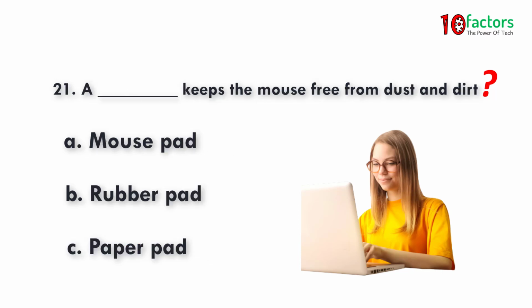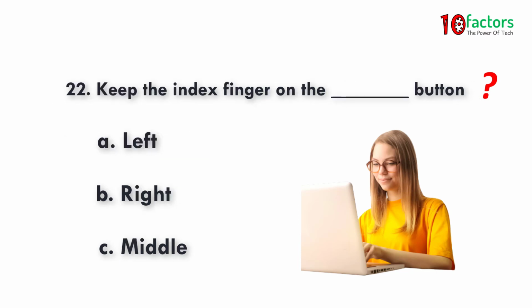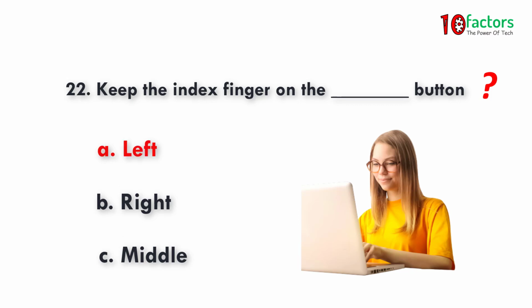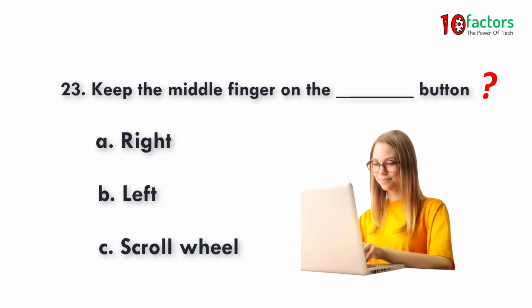Operating system. Question 21. A keeps the mouse free from dust and dirt. A. Mouse pad. B. Rubber pad. C. Paper pad. Right answer, A. Mouse pad. Question 22. Keep the index finger on the button. A. Left. B. Right. C. Middle. Right answer, A. Left. Question 23. Keep the middle finger on the button. A. Right. B. Left. C. Scroll wheel. Right answer, A.